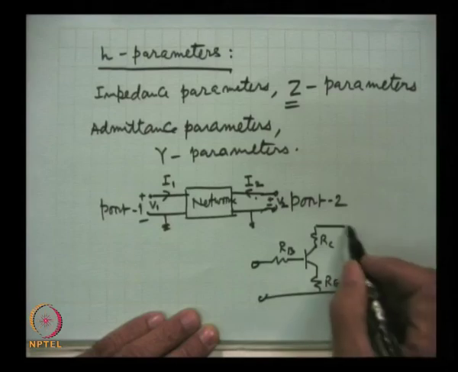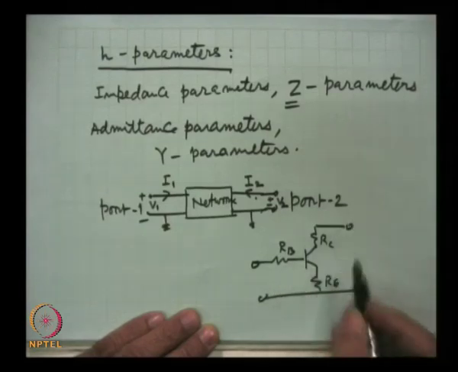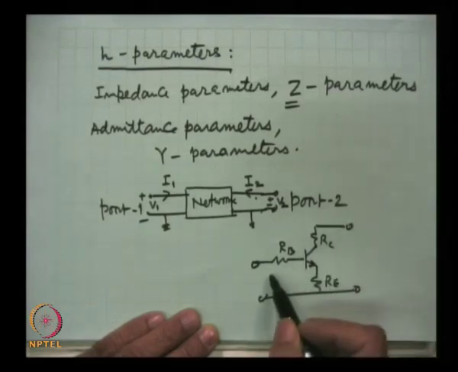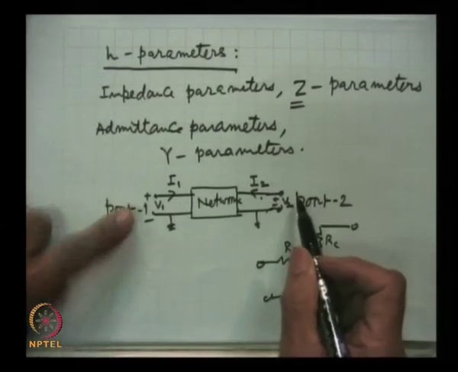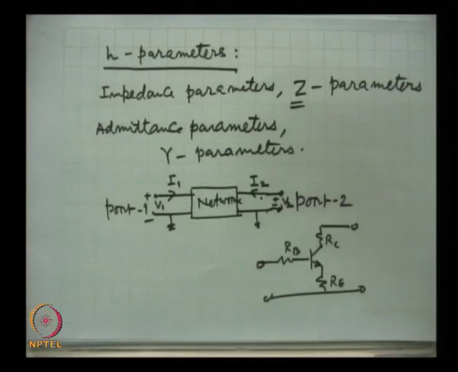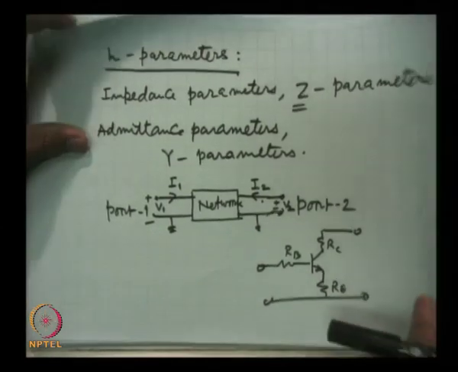This is also a 2-port network. This is port 1 here and this is port 2 as it is here. Now, we will first define the H parameters, and we will take this very network.